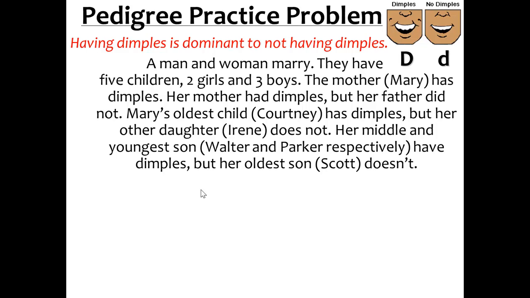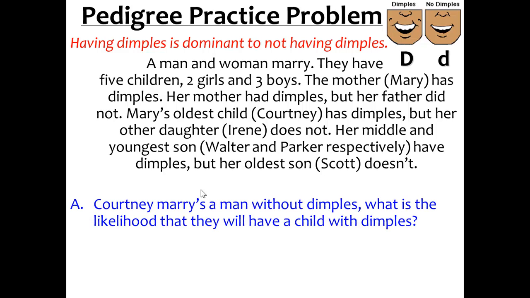All right, if you need to read that over and over again until it becomes clear to you, go ahead and do so. A says, her daughter Courtney marries a man without dimples. So if you need to read back, go ahead and read over it. What is the likelihood that they will have a child with dimples? So you have to ask yourself, does Courtney have dimples? Go back into the problem and read it and find out if Courtney has dimples or not.